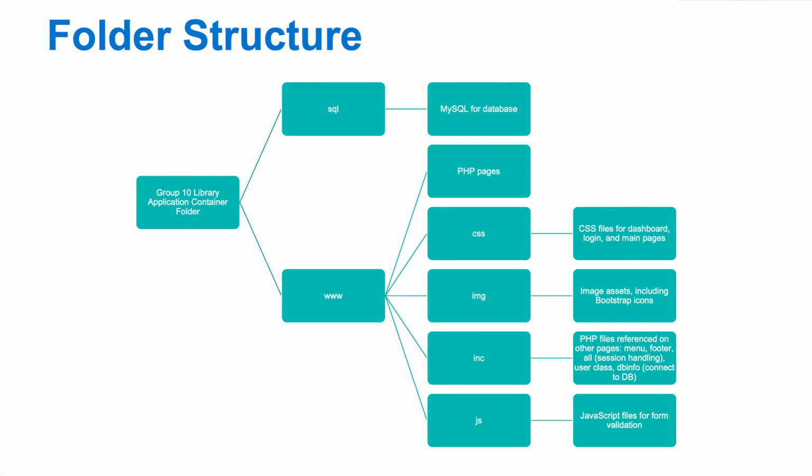Subfolder for our CSS files, like our main CSS file, the specific ones for other pages that have them. We have an image subfolder for all of our images. Then we have this inc folder for all of our included files. That'd be things for like our menu bars, for our footers, session checking, database information, stuff that's PHP but not actual pages. And then we have a subfolder for our JavaScript files to handle form validation and other interactions.